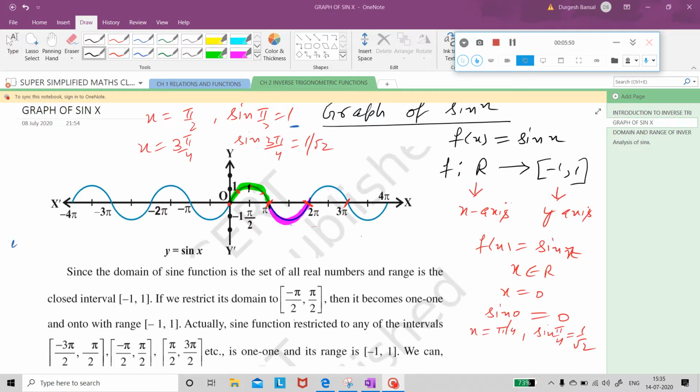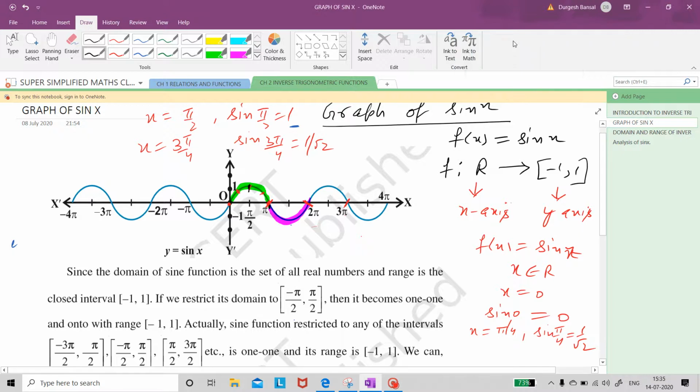Now students, consider sine pi by 2. As you can see, pi by 2 is this point on the x-axis. Pi by 2 is actually a real number, in radians. And the corresponding value of sin x is 1. Now if you consider this point, which is 5 pi by 2, at this point also the value of sin x is 1. If you take the point 9 pi by 2, at that also you will see the value of sin x is 1.